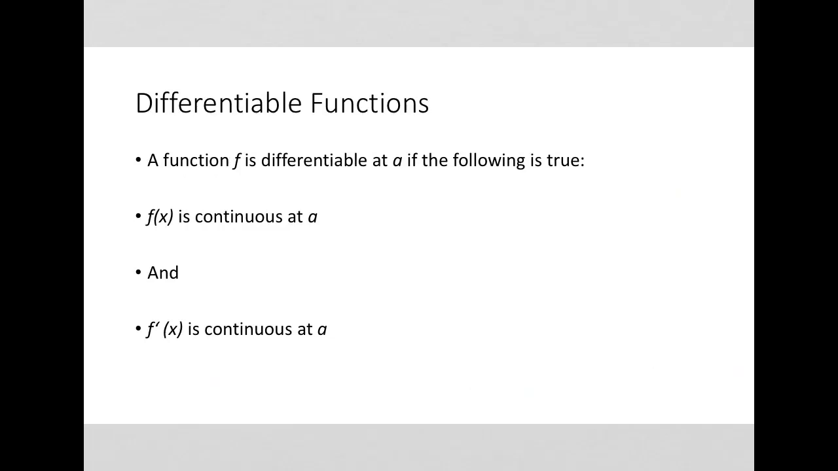But okay, what does it mean to be differentiable? For a function to be differentiable, we need two things. We need the function to be continuous, that's what we just said, but we also need the derivative to be continuous at whatever specific value we're looking at. But generally speaking, we're going to be looking at the functions as a whole. If it is differentiable at every single point, then it is everywhere differentiable.